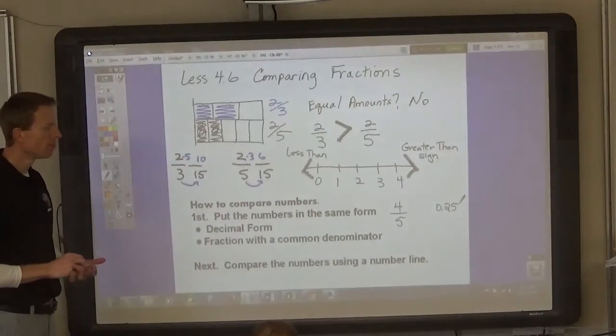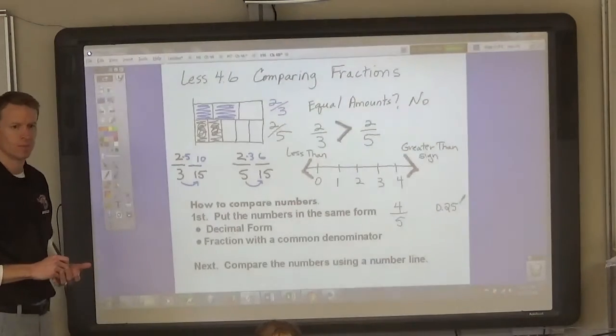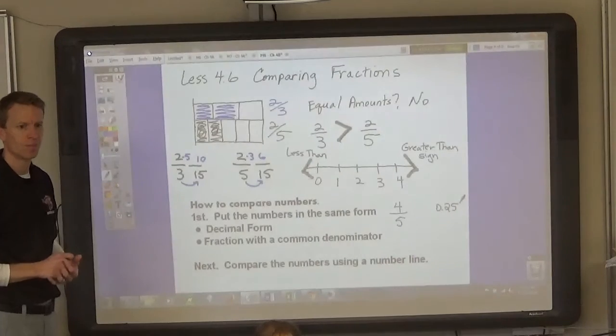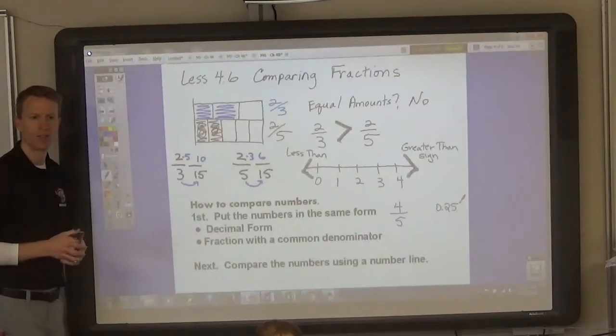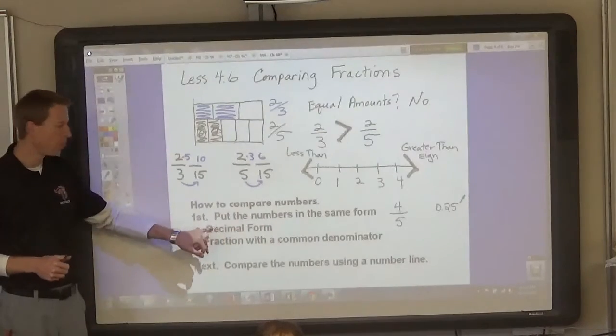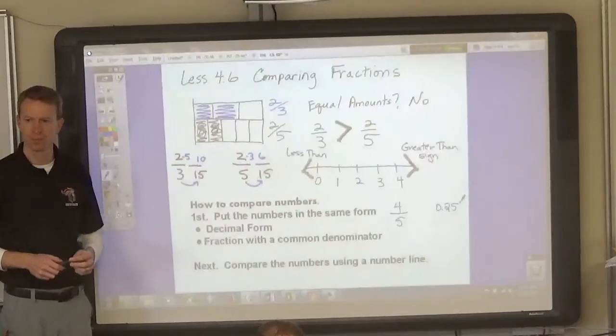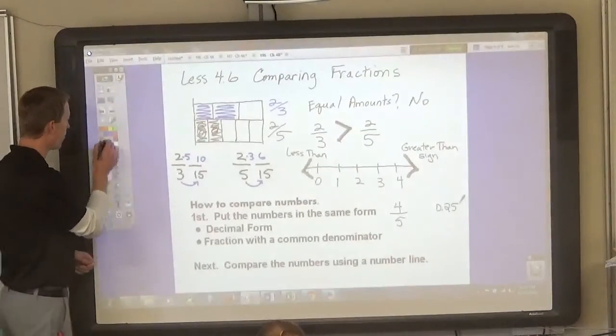Are they equal? No. What do we have to do? Put them in the same form. You may put them both in decimal form. You might put them both in fraction form. Okay, you could put them in fraction form.